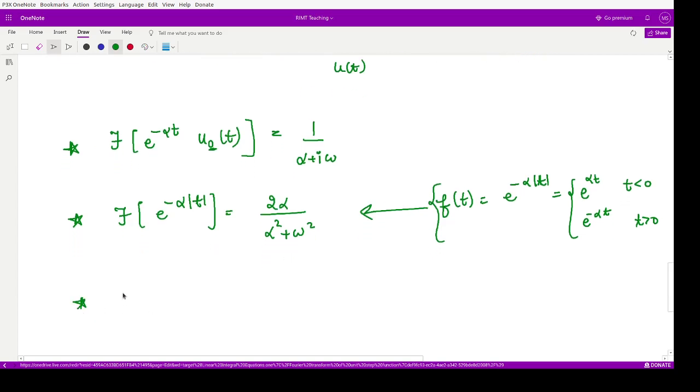The next formula is the Fourier transform of e to the power minus a t square, that is equal to square root pi divided by square root a, times e to the power minus omega square divided by 4a. So these are very simple formulas, and you can use the definition to calculate the Fourier transform of all these functions, right?